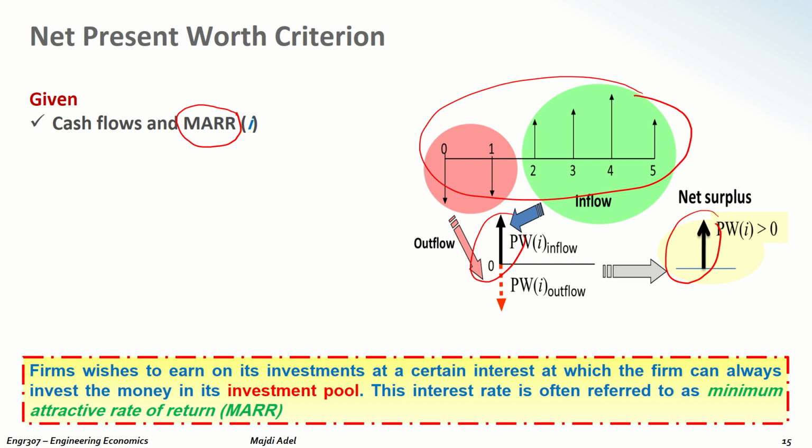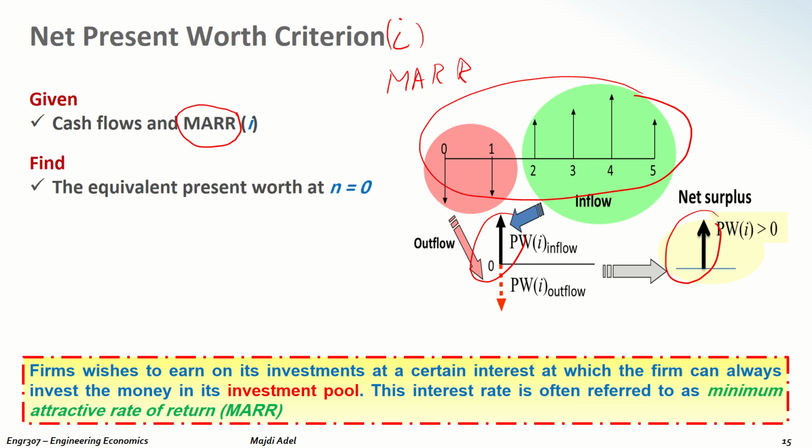The bank will give the customer a loan at an interest rate, and we call this interest rate I. The bank will give the money to the project at a certain interest rate, and we call it minimum attractive rate of return, MARR. The firm wishes to earn on its investment a certain interest, at which the firm can always invest its money in the investment pool. This interest rate is often referred to as minimum attractive rate of return, MARR.